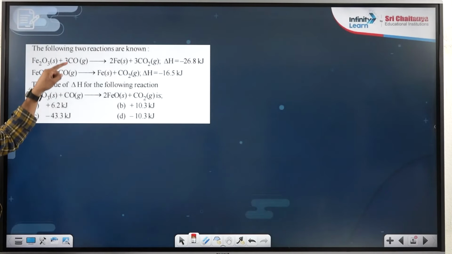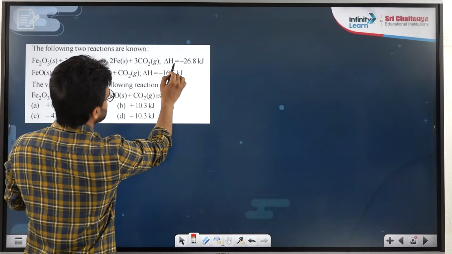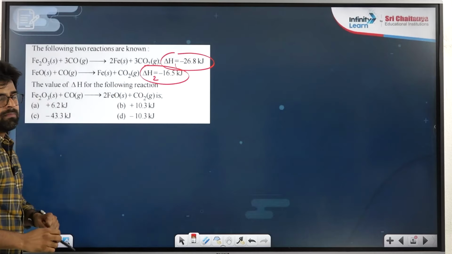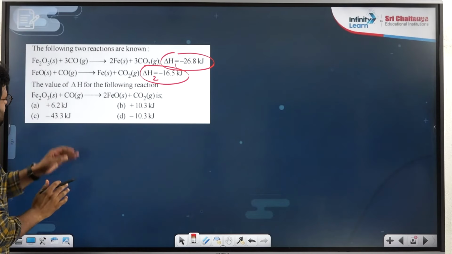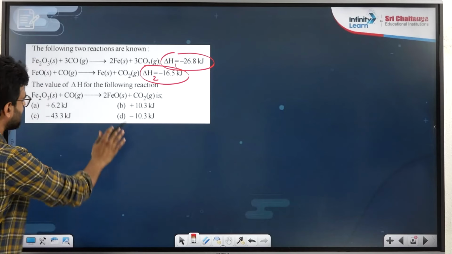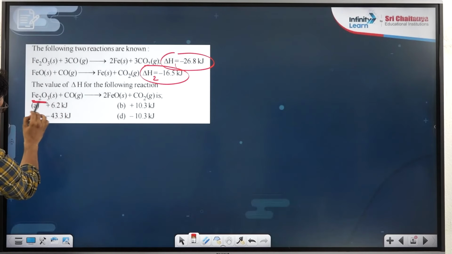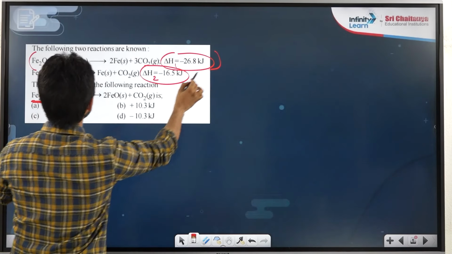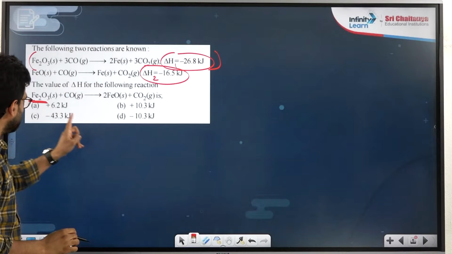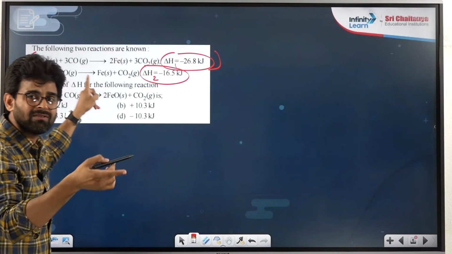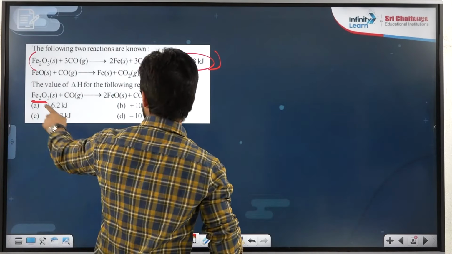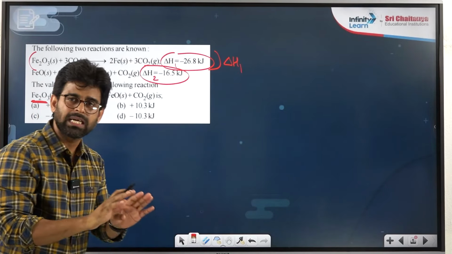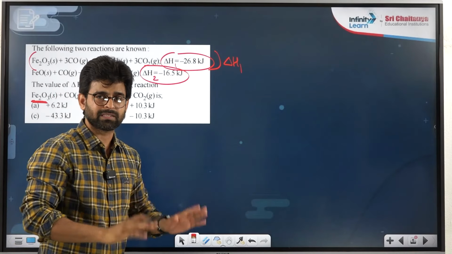Now, again, they have given us two equations. Here, delta H1 is given as minus 26.8 and delta H2 as minus 16.5. Using this, I have to solve this equation. What I need in my equation is Fe2O3. Where is Fe2O3 present, beta? In the first equation. I need 1 mole of Fe2O3, and here 1 mole is already present on the left side. Here also it is on the left side, so it is already available. So I will use delta H1 as it is, without any flipping, without any multiplication.